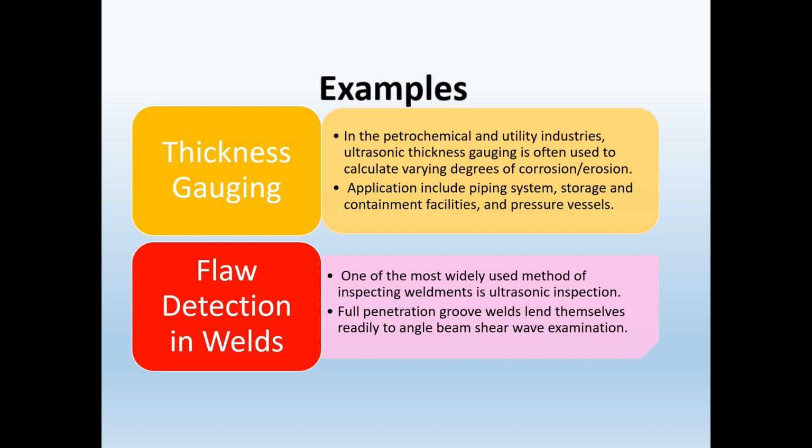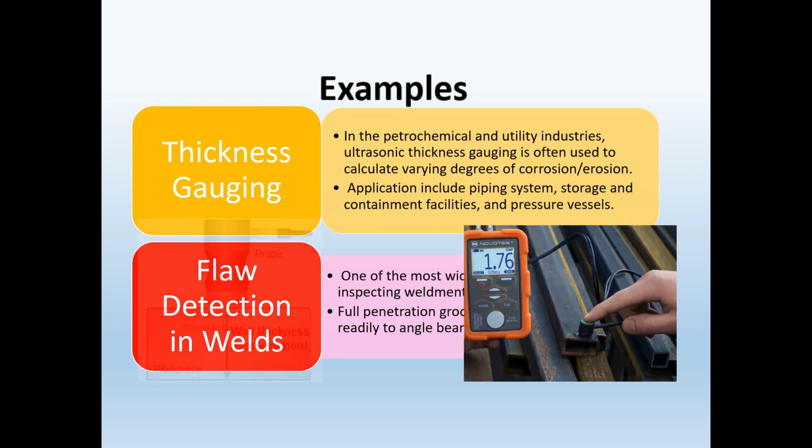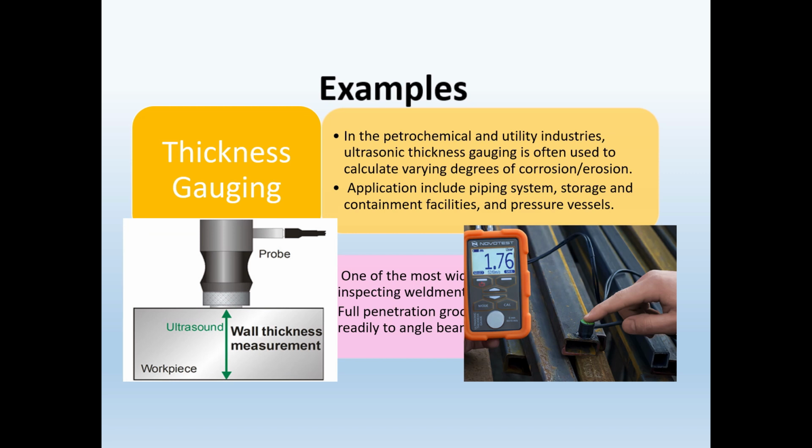Here are examples of application. There are two examples here: thickness gauging and flaw detection in welds. First, thickness gauging in the petrochemical, chemical, and utility industries. Ultrasonic thickness gauging is often used to calculate the degree of corrosion and erosion. Another application includes piping systems, storage tanks, and pressure vessels.